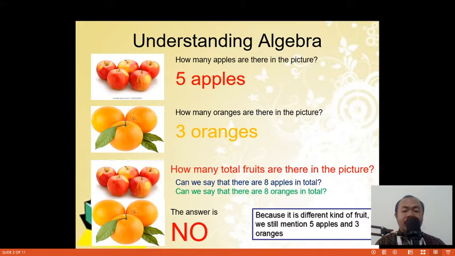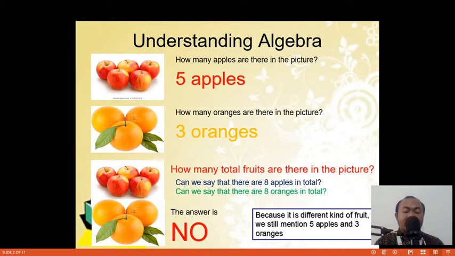Understanding algebra. In this picture, you will see there are 5 apples and 3 oranges. But the question is, if people ask you how many total fruits are there in the picture, can we say that there are 8 apples in total? Or can we say there are 8 oranges in total? The answer is no. Why? Because they are different kinds.